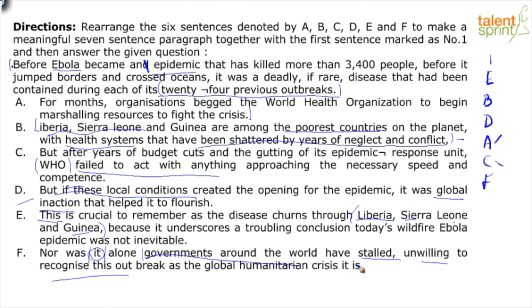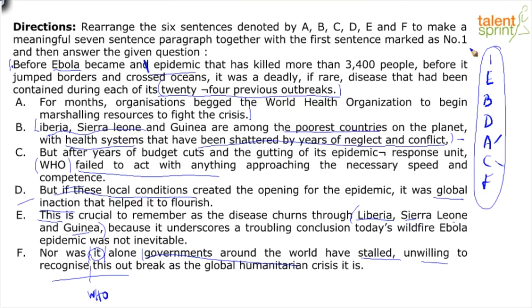It could be any organizations, we don't know. The passage doesn't mention that. It just says in general, a lot of organizations probably came together and begged the World Health Organization to intervene and address this particular epidemic in these countries. But after years of budget cuts and the gutting of its epidemic response unit, WHO failed to act with anything approaching the necessary speed and competence, nor was it alone. Governments around the world have also stalled, unwilling to recognize. So the right sequence is this: E, B, D, A, C, F.